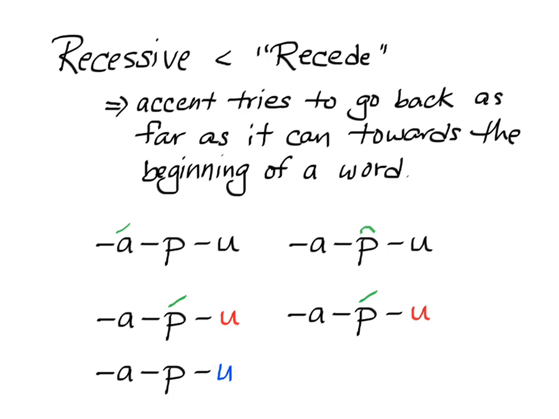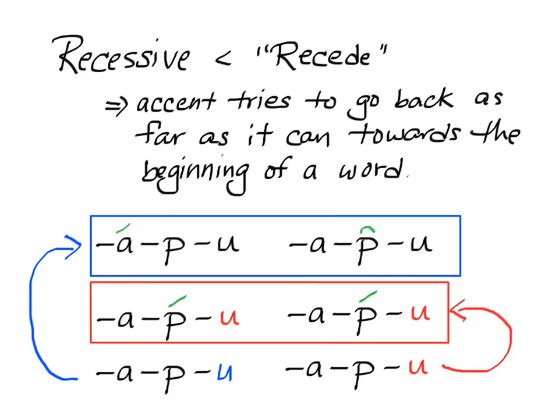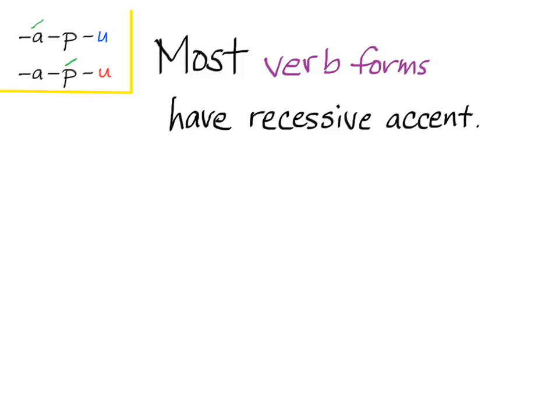So in recessive accent, you look at the last syllable, and if it's short, you can have one of these possibilities: acute on the antepenult or circumflex on the penult. But if the last syllable is long, the farthest back possibility is acute on the penult. So keep those patterns in mind while I tell you that most verb forms have recessive accent. There will be exceptions, of course, but you'll learn those as we go.